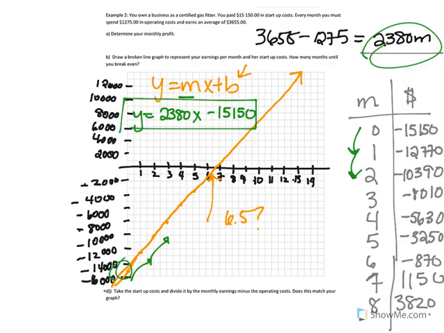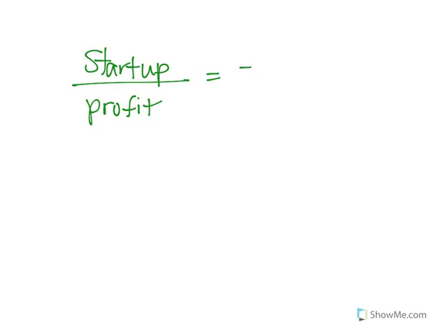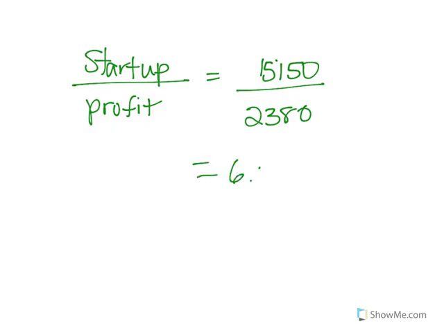This is actually the equation for the profit for this business. Part D, there's not even a part C, nice. Part D says to find it mathematically. If we take our startup costs, 15,150, and divide it by our profit of 2,380, we get 6.365 months.